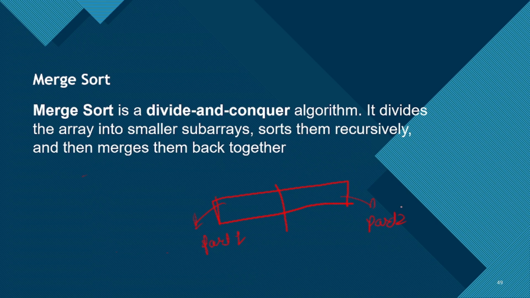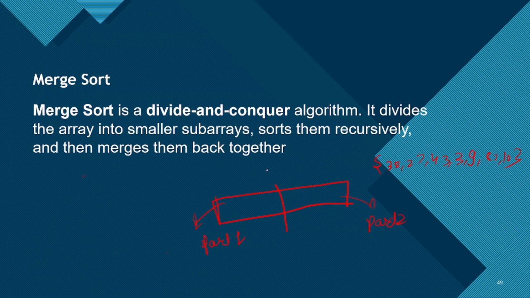Let's take a small array example again for this as well. Right now we are taking random values: 38, 27, 43, 3, 9, 82, 10. I don't know exactly what the size is, so let's count the indices: 1, 2, 3, 4, 5, 6, 7.